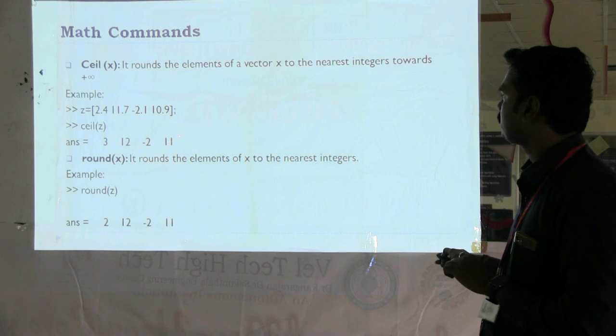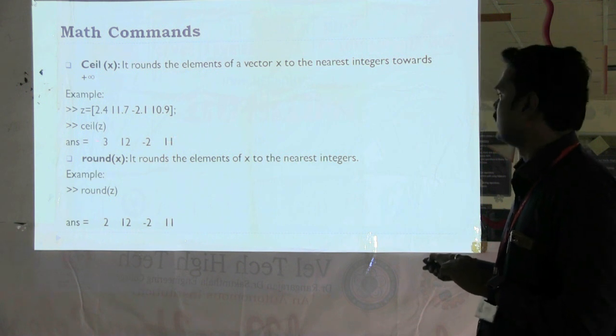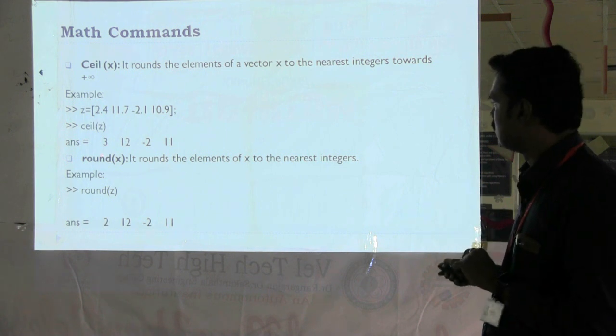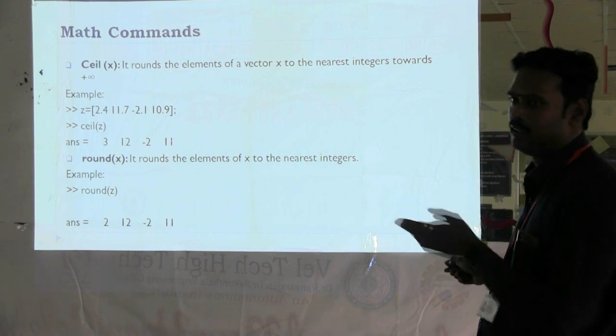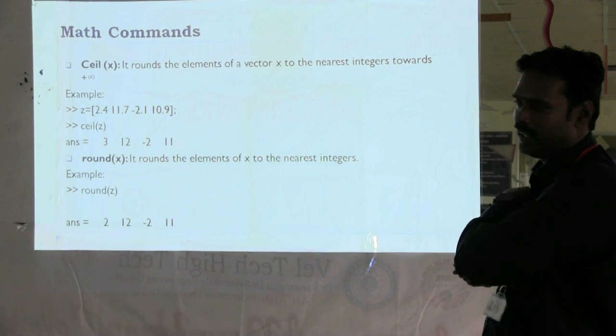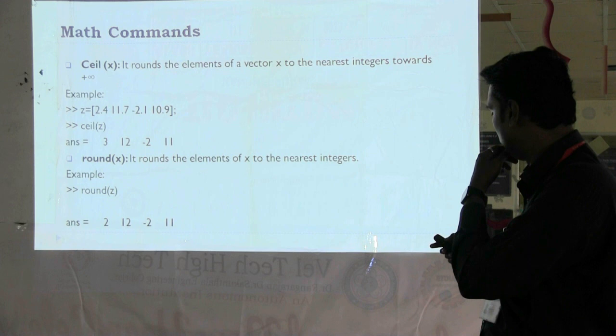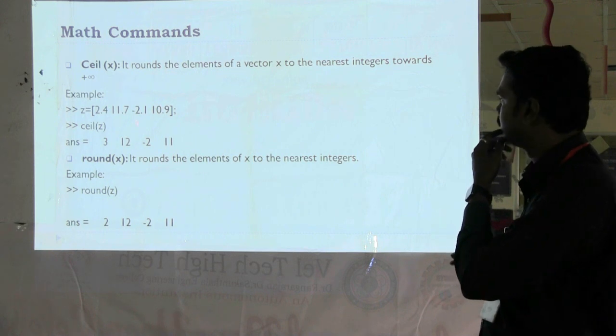10.9 will come to 11. 2.4 also will come to 3, and 10.9 also to 11. It will go to the nearest value toward the plus infinity range. So for the next range, the integer case will come automatically, but for negative values it is not coming like that.